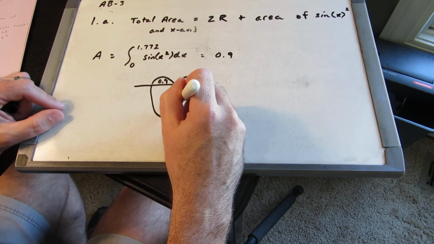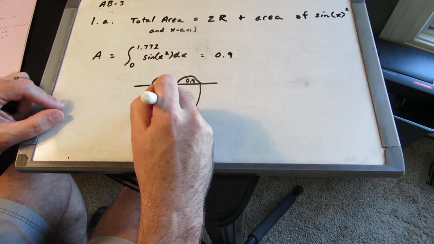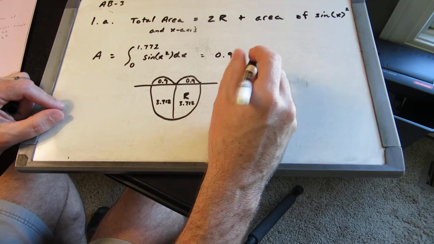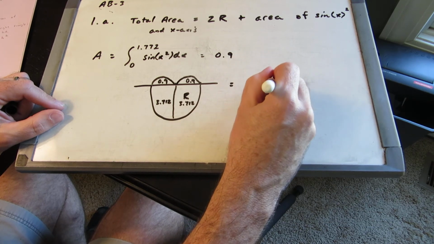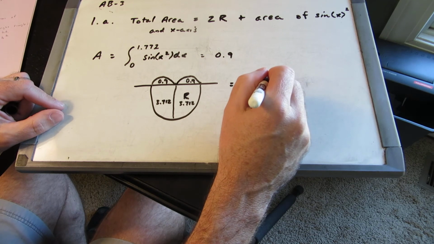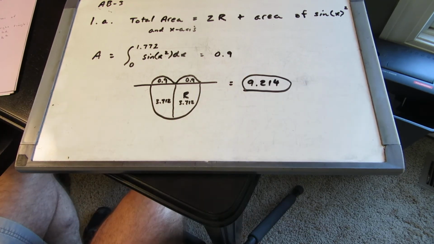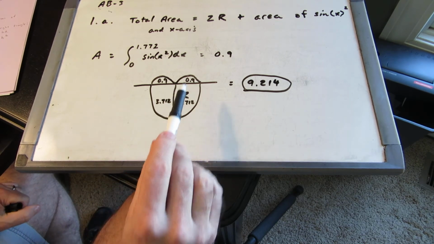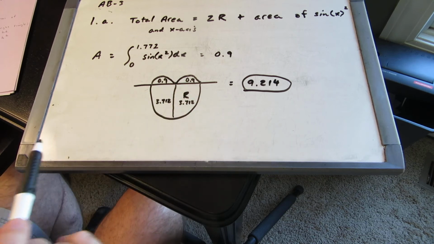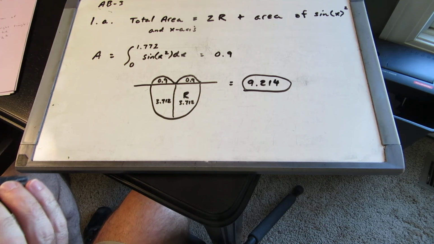This part, it says, is 3.712. So this part would be 3.712. And if you add all of that up, you get about 9.214, which is what you want to circle. So that's really all you have to do, is figure out that part, and then the rest of it is kind of logic. Okay, so that is part A.